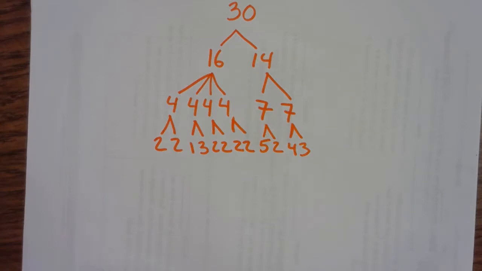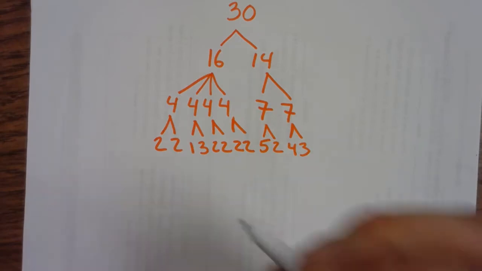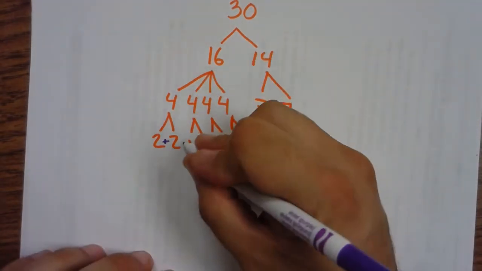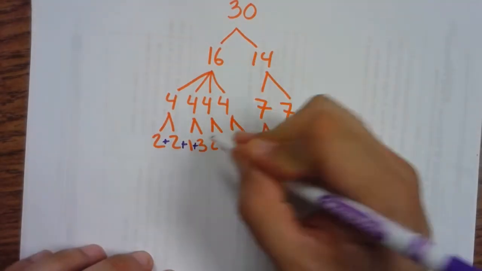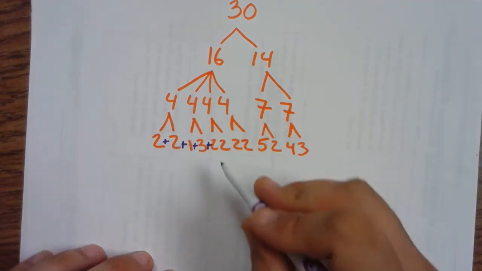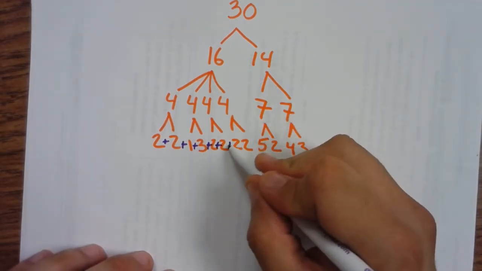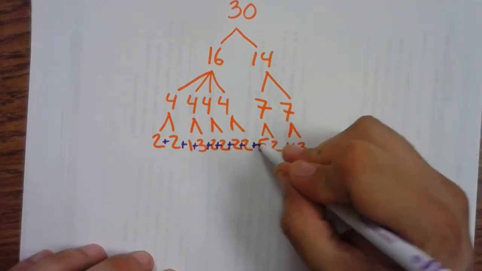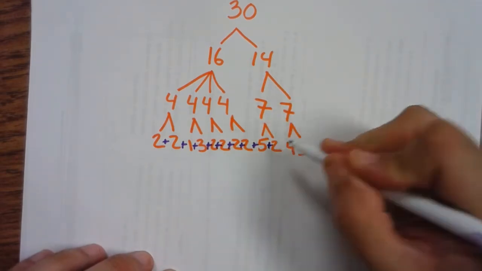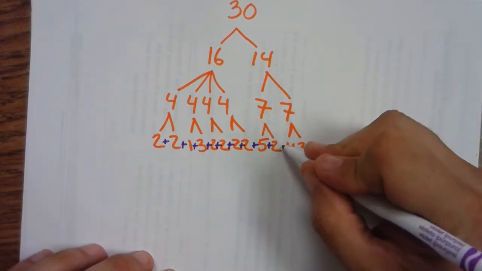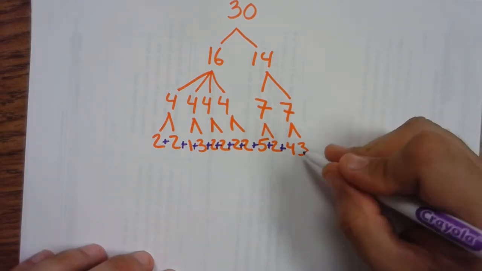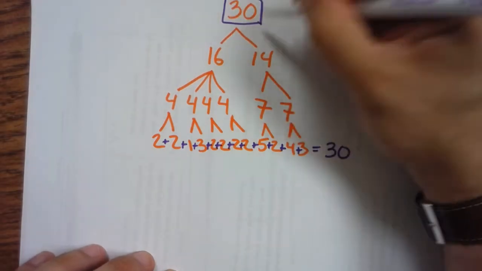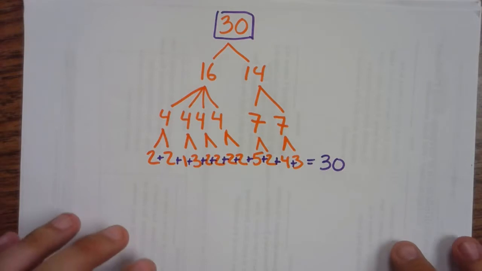And what's pretty cool about this is, if we show this to students, we can remind them that 2 plus 2, well, that's 4. Plus 1 is 5, plus 3 is 8, plus 2 is 10, plus 2 is 12, plus 2 is 14, plus 2 is 16, plus 5 is 21, plus 2 is 23, plus 4 is 27, plus 3 equals 30. And here's our starting number. So again, great way to just help kids to understand number sense.